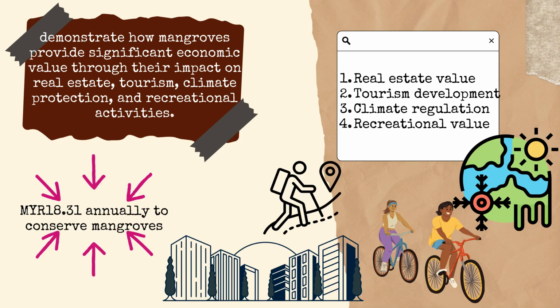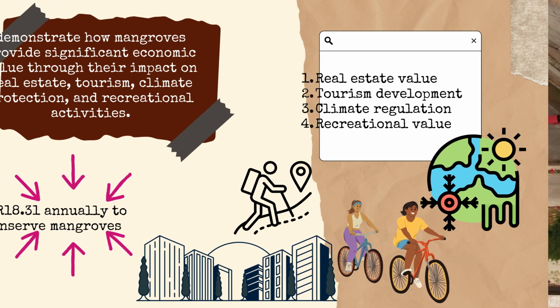Mangroves also combat climate change by absorbing carbon dioxide and shielding coastlines from storms. Their presence reduces flood risk, saving millions in damages, another value reflected in property prices. Finally, they offer recreational value. From fishing to photography, people value these experiences and are willing to pay for them. This highlights the cultural and economic importance of conserving mangroves.